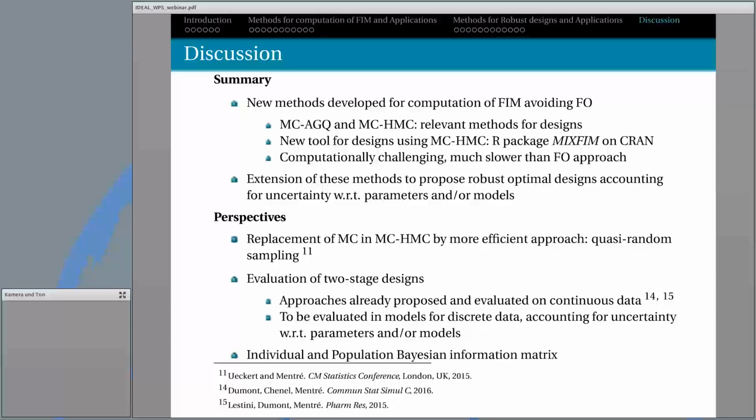And mainly, I think I would like, or we would like, to work on adaptive designs. So we want to work on adaptive robust designs. And one of the nice adaptive designs are the two-stage designs. They were developed and proposed by Julia Lestini and Cyril Dumont and myself for continuous data. And we want to extend them to discrete data and to compute the design of the first cohort. We could be robust with respect to parameters and model, launch the first cohort of patients, especially in small groups, estimate parameters and estimate the weight of each model, and design the second cohort.